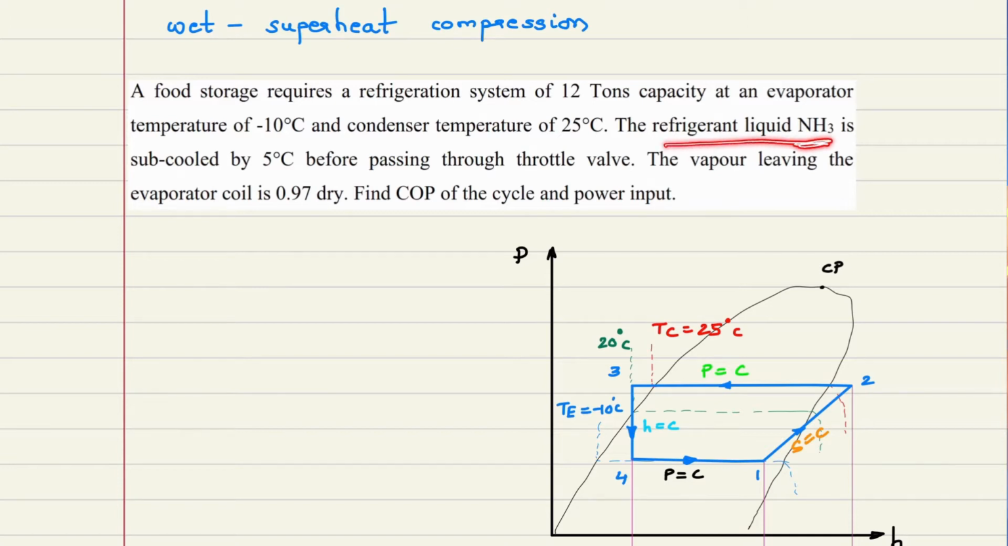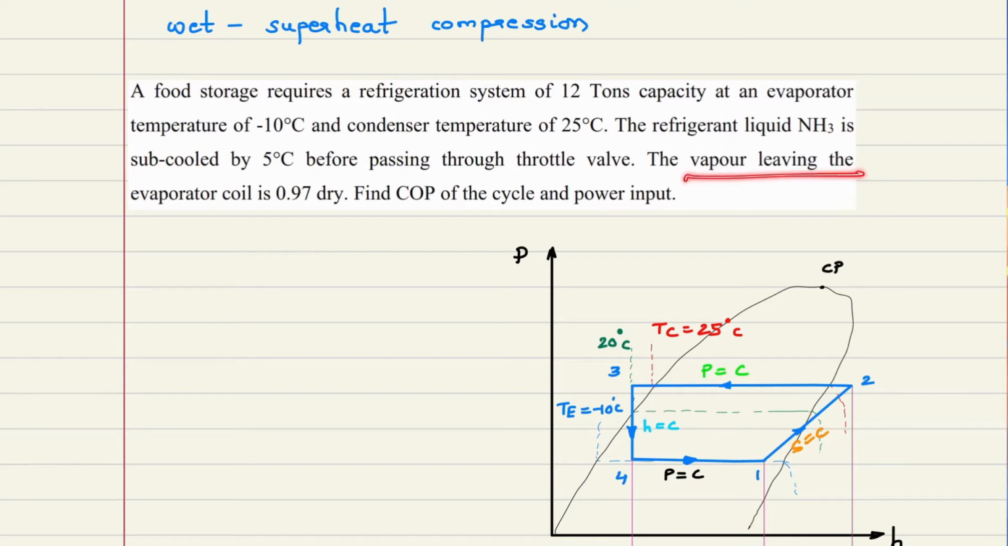Refrigerant liquid ammonia is subcooled by, what is the meaning of this? The original temperature is 25 and the degree of subcooling given is 5. So 25 minus 5 will be the subcooled temperature, so it will be 20 degrees Celsius. Interpret the data properly. It is subcooled by 5, so 25 minus 5, this will be 20 degrees Celsius line before passing through the throttle valve. So point 3 is subcooled.